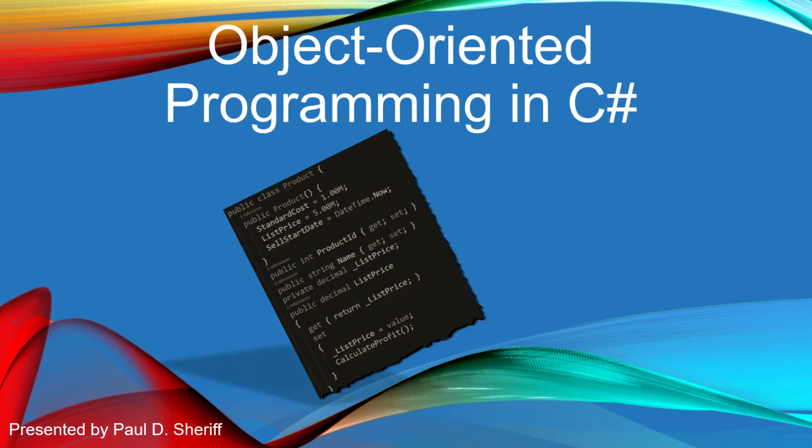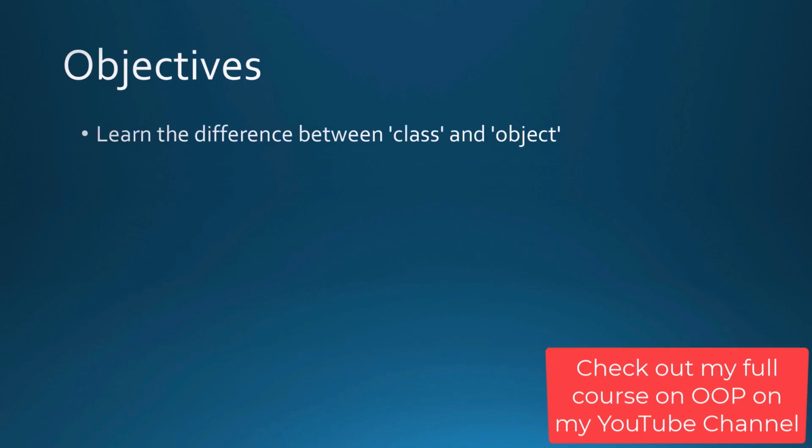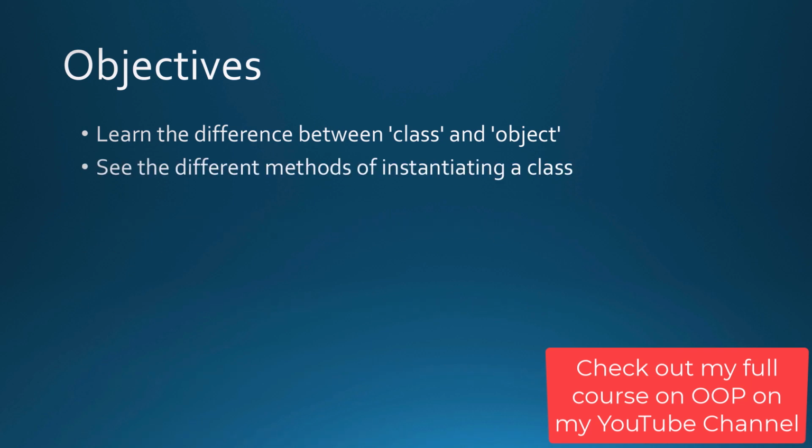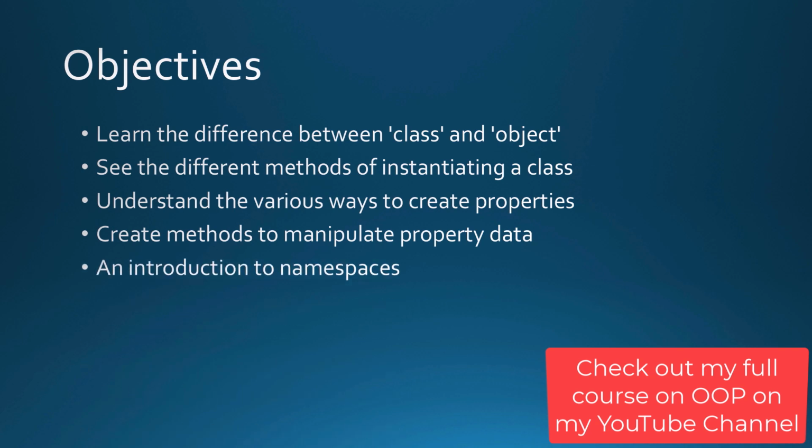This lesson is object-oriented programming in C#. The objectives for this lesson are to learn the difference between class and object, see the different methods of instantiating a class, understand the various ways to create properties, create methods to manipulate property data, and an introduction to namespaces.